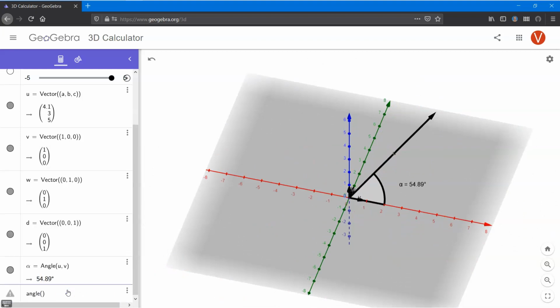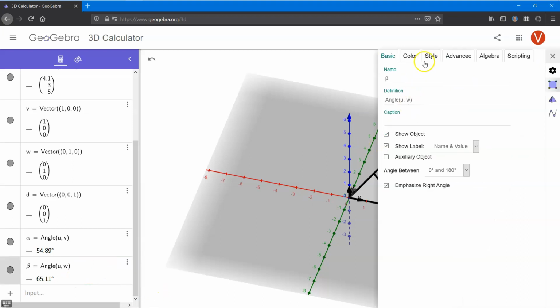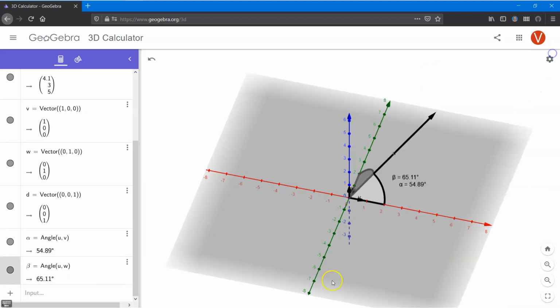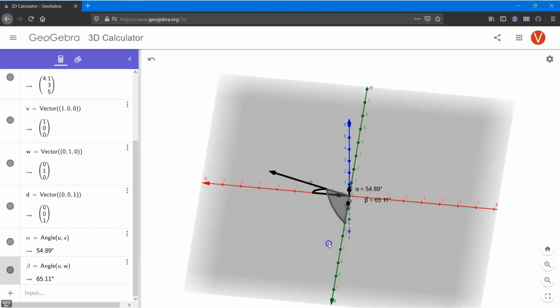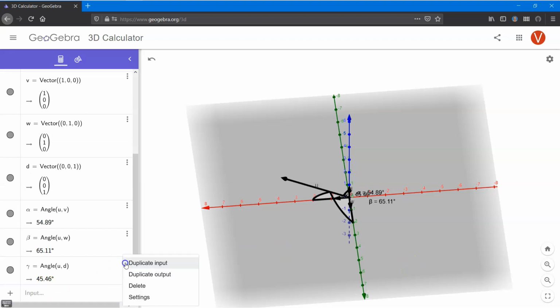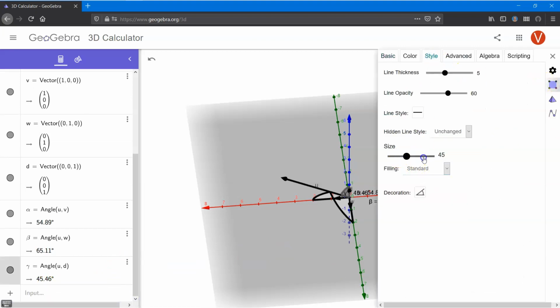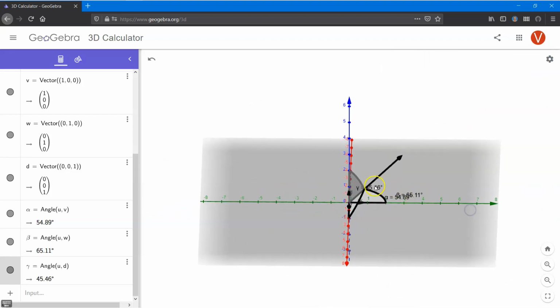Similarly, angle between u and w. Again, same problem. Very difficult to make out. So again, go to settings, style, and increase the size. Now if you rotate it, you can see clearly the two angles. And finally, angle between u and d. Again, here also we need to increase the size. So we have got x, y, and z angles.